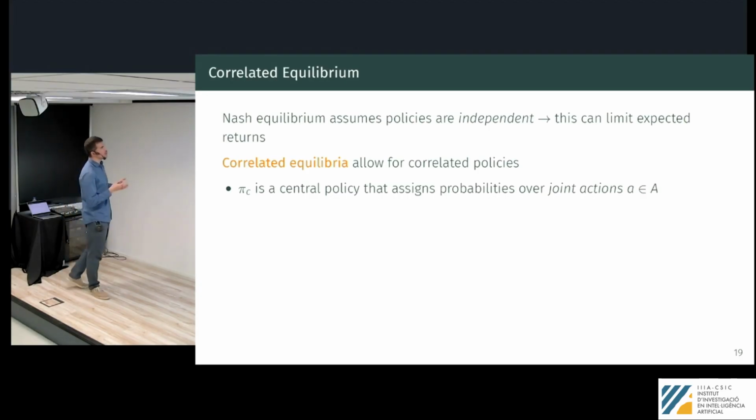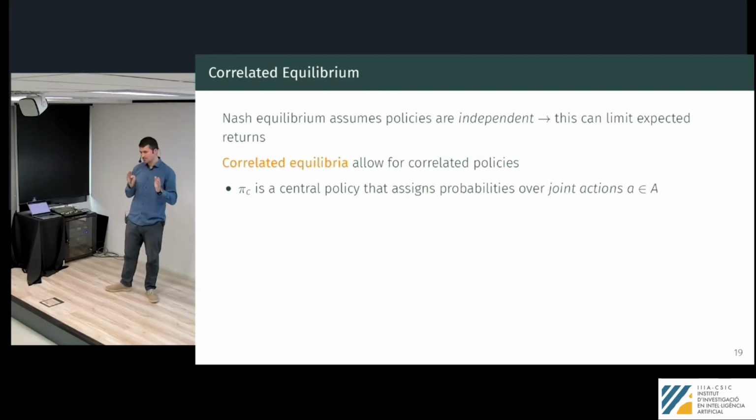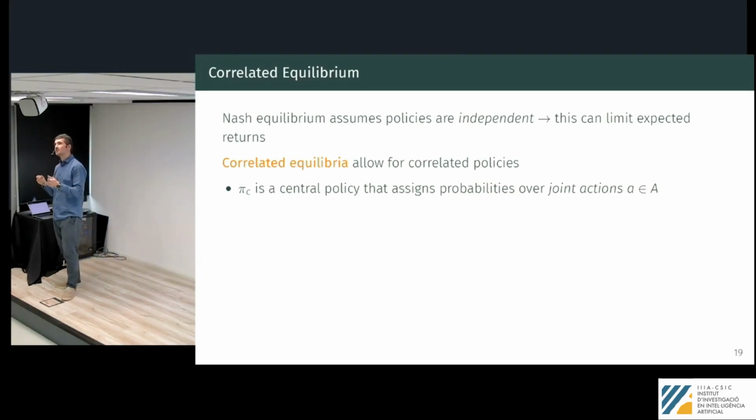Now we're looking at correlated equilibrium. This was first introduced by Robert Aumann, Israeli economist researcher, in 1972, I think. And he also got, I think, a Nobel Prize in economics.